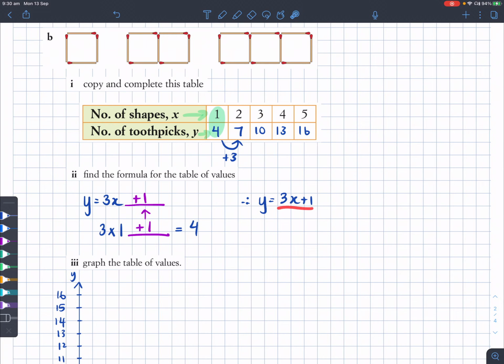And you can try that out. So this means 3 times the x value added with 1 gets the y value. So if I do 3 times 2, that's 6, plus 1 is 7. 3 times 3 is 9, plus 1 is 10. And you can test out the other two, they should work. So now that we do that, we go on to part 3, where we graph the table of values.